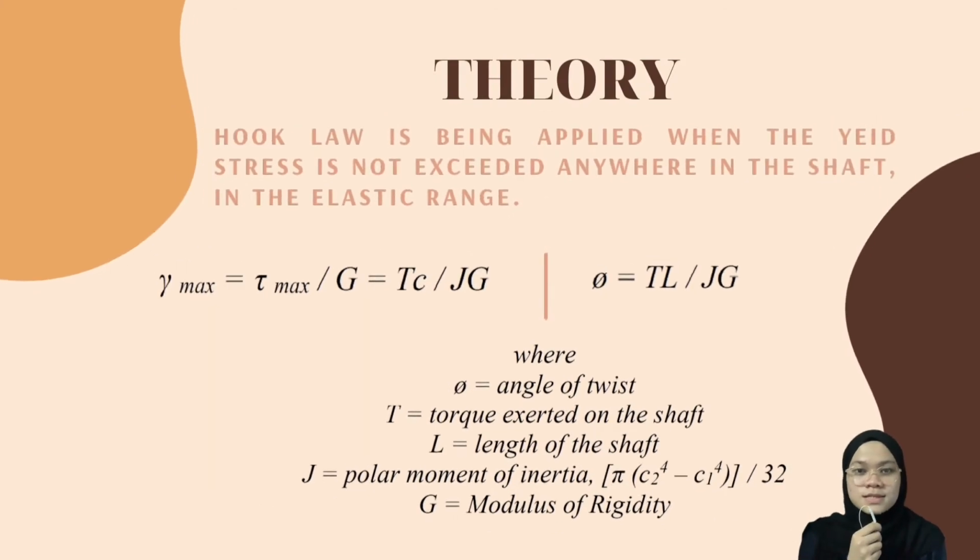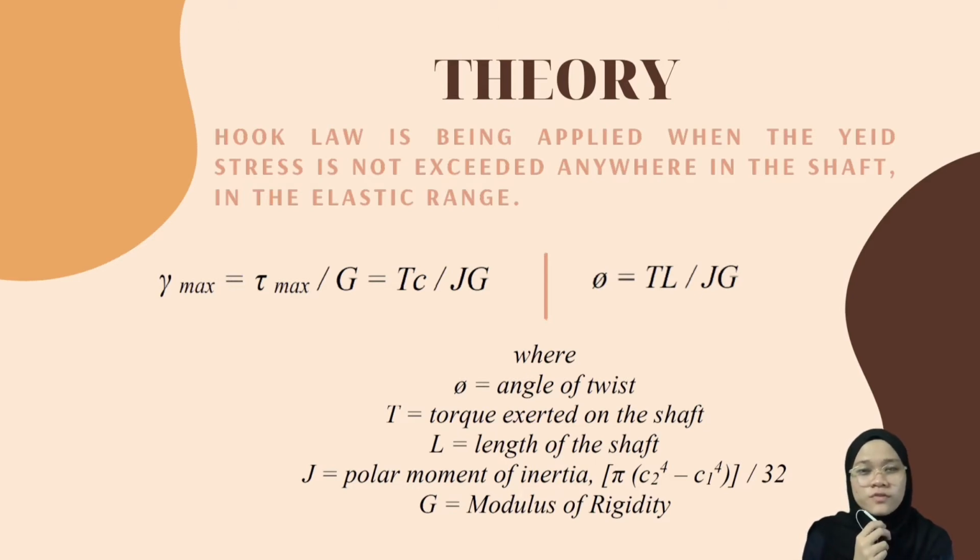We also need to consider the case of a shaft of length L and uniform cross-section C subjected to torque at its free end. In the elastic range, Hooke's law is applied when the yield stress is not exceeded anywhere in the shaft. Therefore, we can find that the maximum shearing stress is equal to the maximum strain times the modulus of rigidity, and it is also equivalent to torque times radius divided by the multiplication of polar moment of inertia J and modulus of rigidity G.